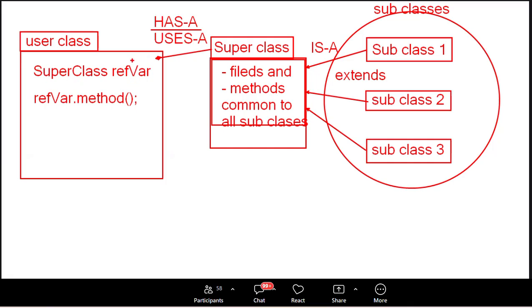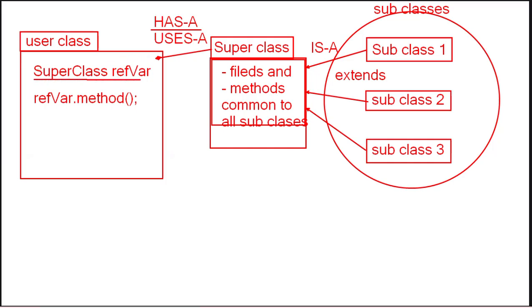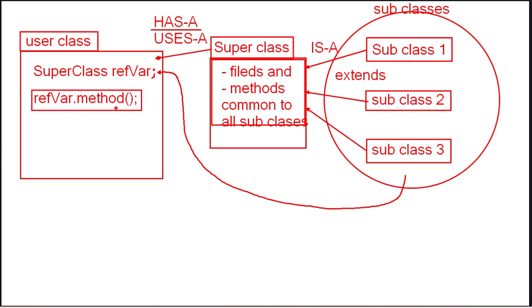How can we develop that has a or uses a relation? By using a referenced variable. We create a referenced variable, then we get has a or uses a relation. How can I get the is a relation? By using extends. Then, we pass any one of these subclass objects as an argument, stored in this referenced variable. Then the invoked method is executed from one of its subclasses.